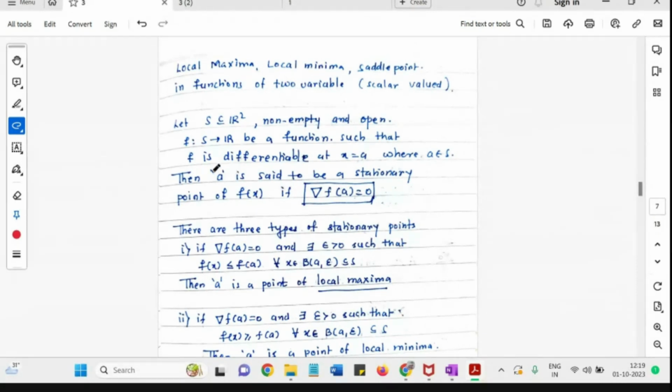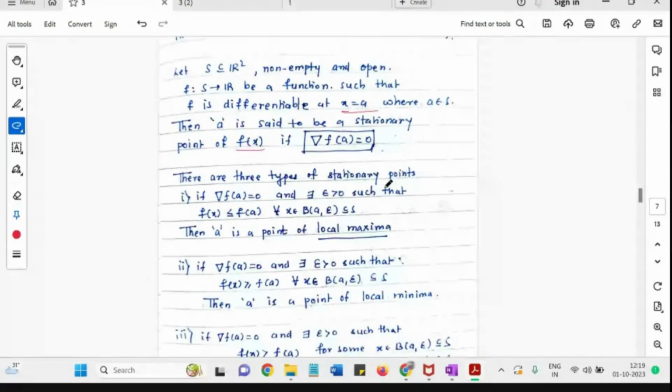Okay. So if f is differentiable at x equal to a, then a is said to be a stationary point of f(x) if gradient of f at a is 0. Gradient of f at a is 0. Now there are three kinds of point in your domain which will exhibit this phenomenon. What are those three types of point?